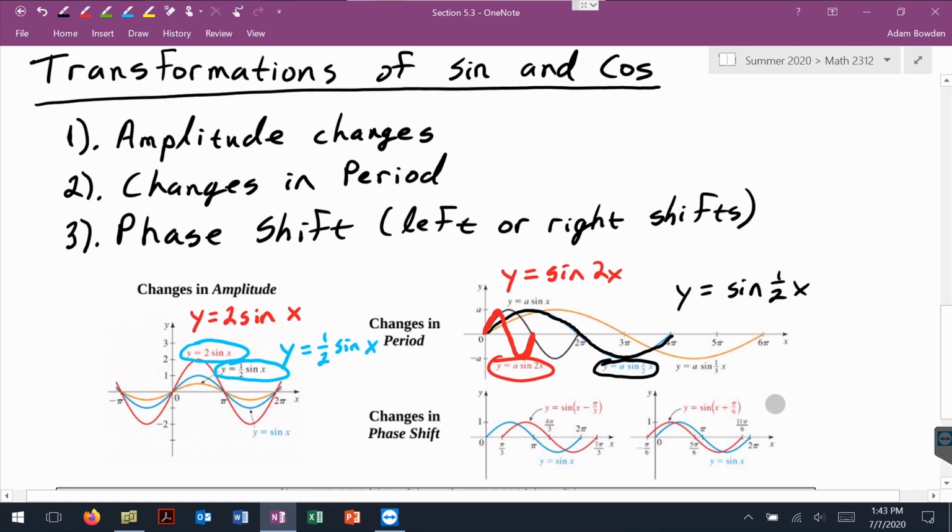And then lastly, down here, the phase shift is when, again, it gets shifted to the left or to the right. And so that's just an illustration of what happens in the graph when we see left or right shifting.